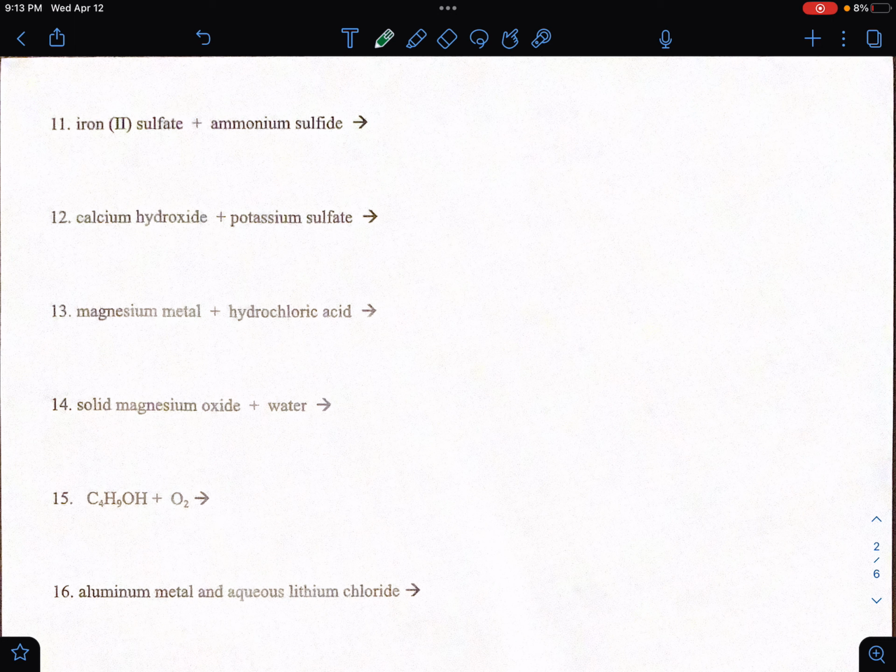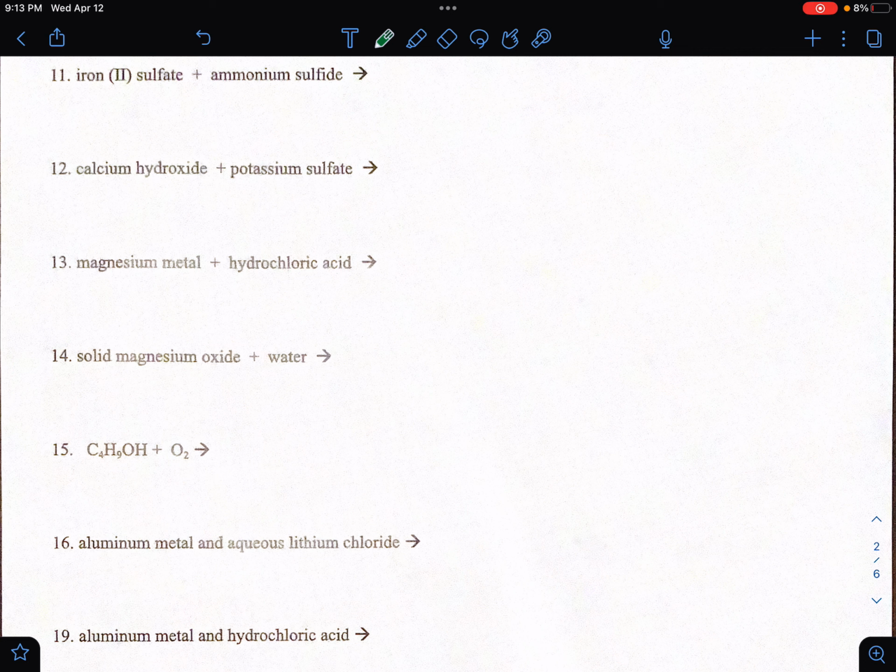I'm going to kind of jump around a little bit and see if I can find some more interesting ones. All right, so number 14, solid magnesium oxide. Mg is a +2, oxygen's a -2, so this would just be MgO, plus water, which is just H2O.